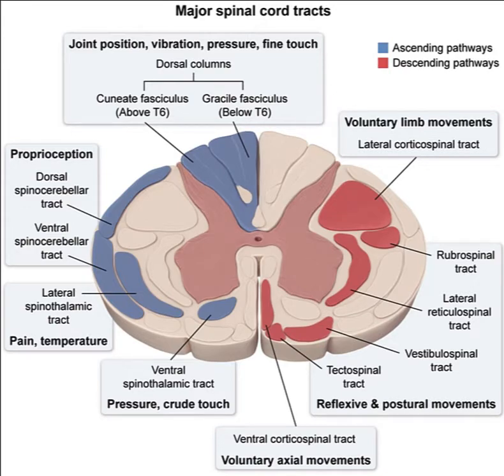On the other side, we see the descending tracts. We have the lateral corticospinal tract carrying fibers from brain to muscles for voluntary movement. Reflexes and postural movements are transmitted via these tracts. And the voluntary axial movements are carried via the ventral corticospinal tract.